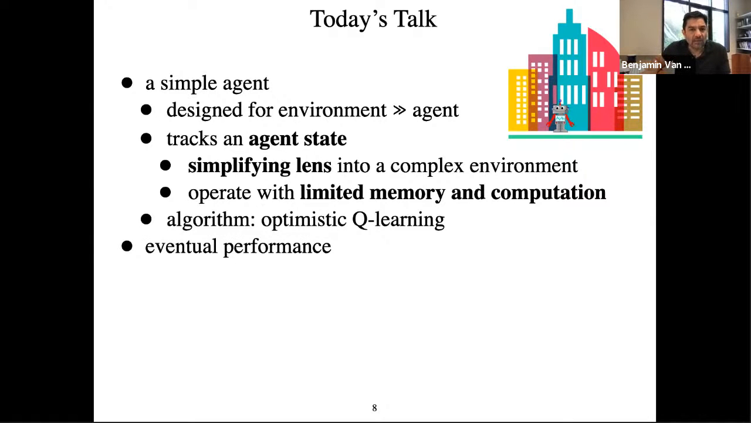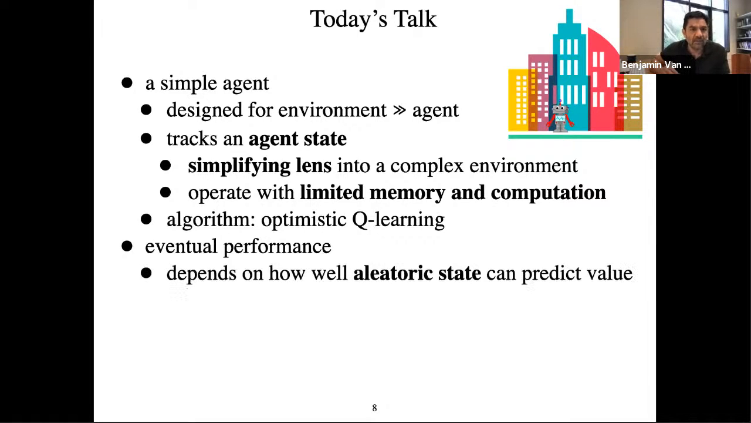All right, now a couple of things that we want to study here is the eventual performance of the agent. This is going to depend on how well aleatoric state can predict value. Now, I mentioned agent state. A component of that, as I'll discuss, is what I call aleatoric state. And aleatoric state is meant to summarize the agent's situation in the environment. I'll talk more about that later.